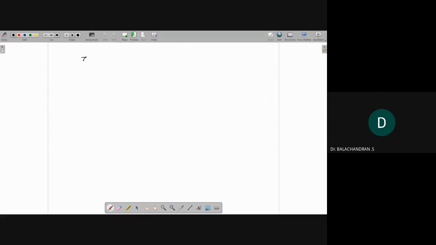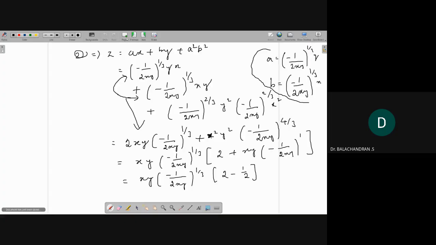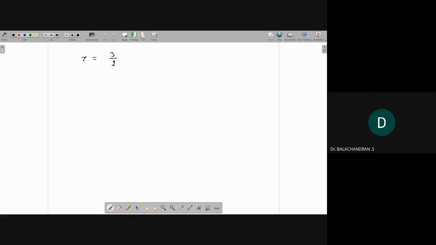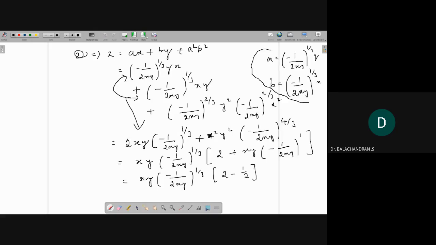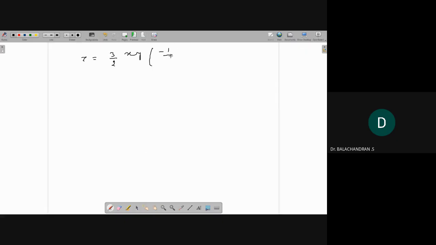So z equal to 2 minus 1 by 2 is 3 by 2. What is remaining? xy into minus 1 by 2xy whole power 1 by 3. Now I am going to take a cube on both sides because I want to eliminate this 1 by 3.